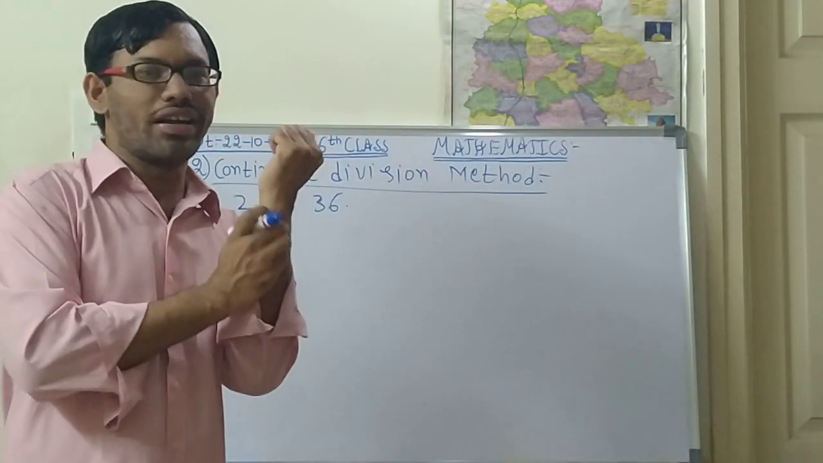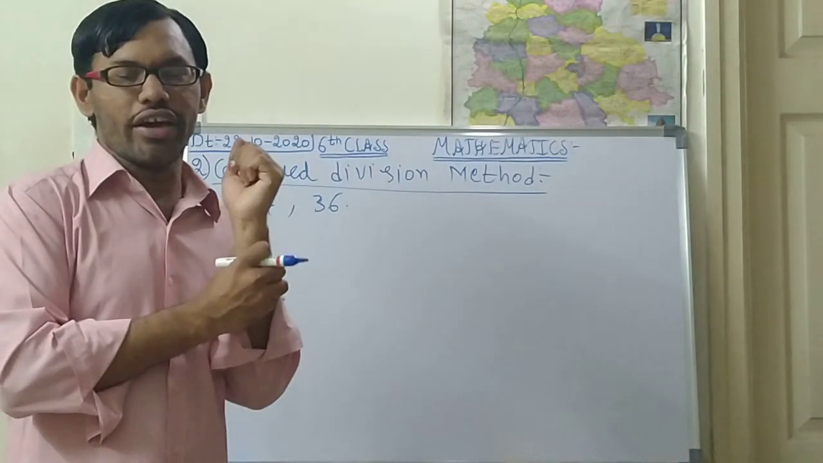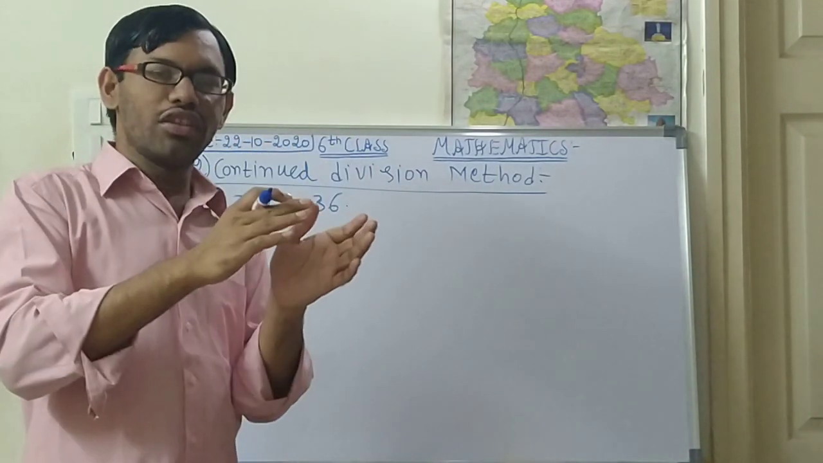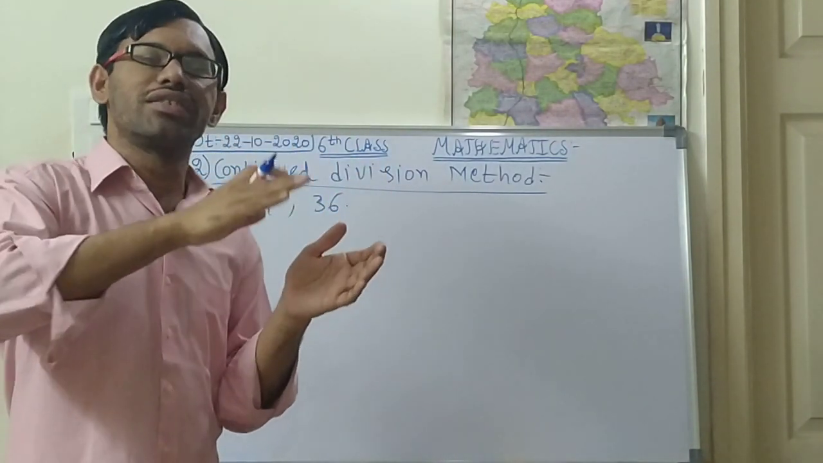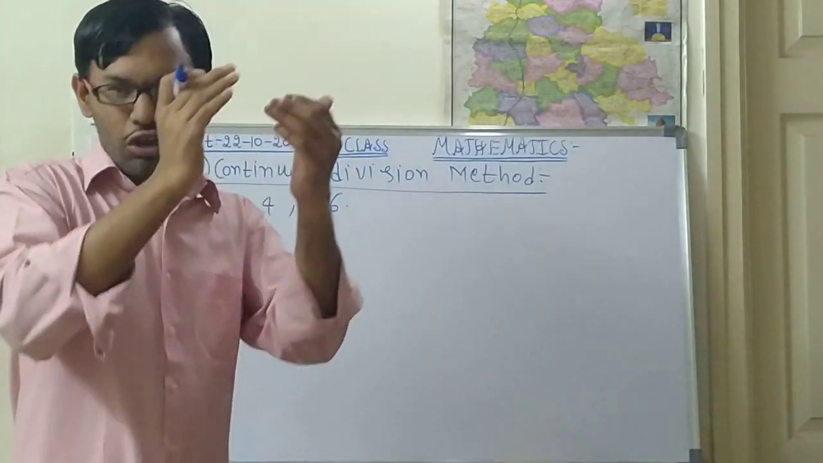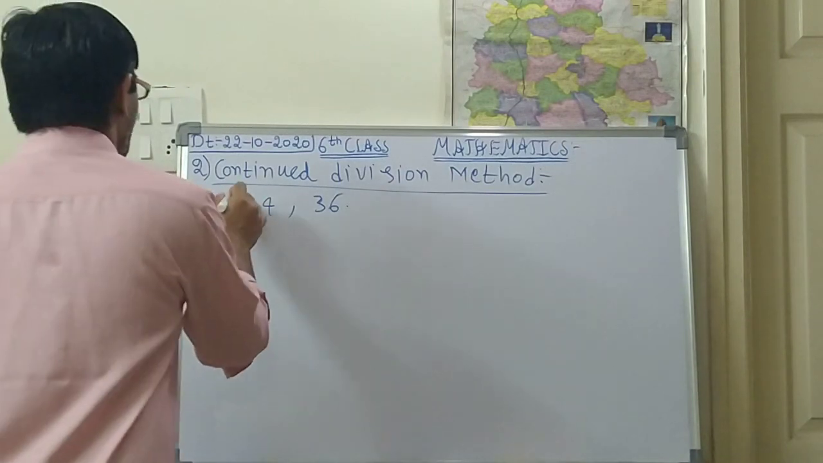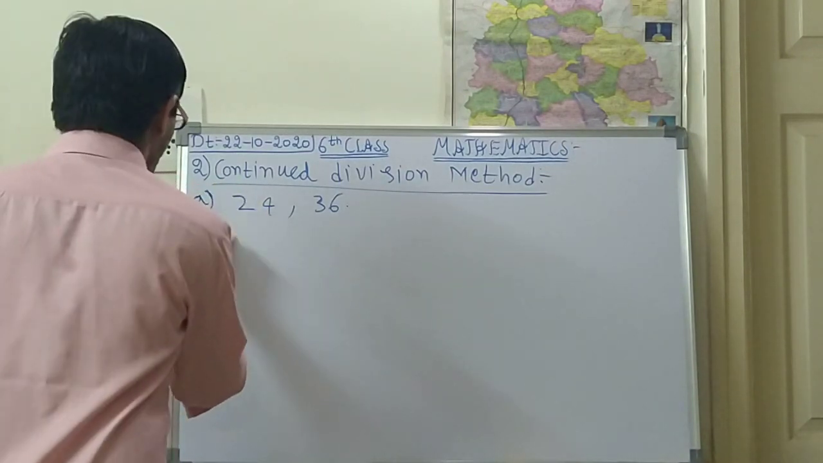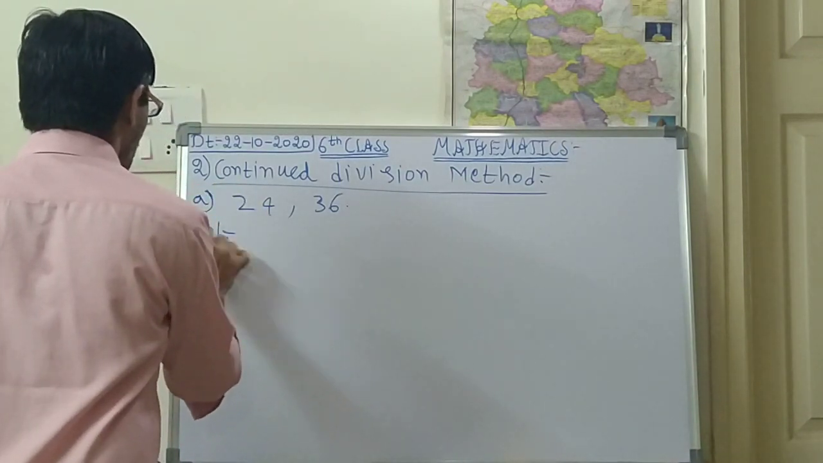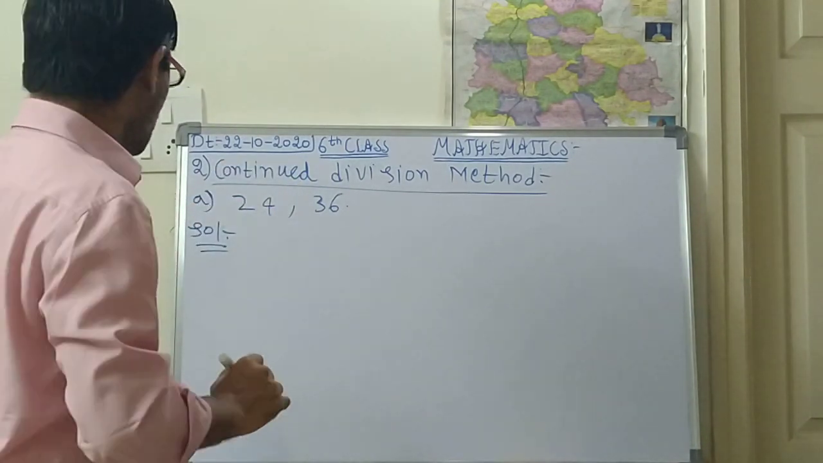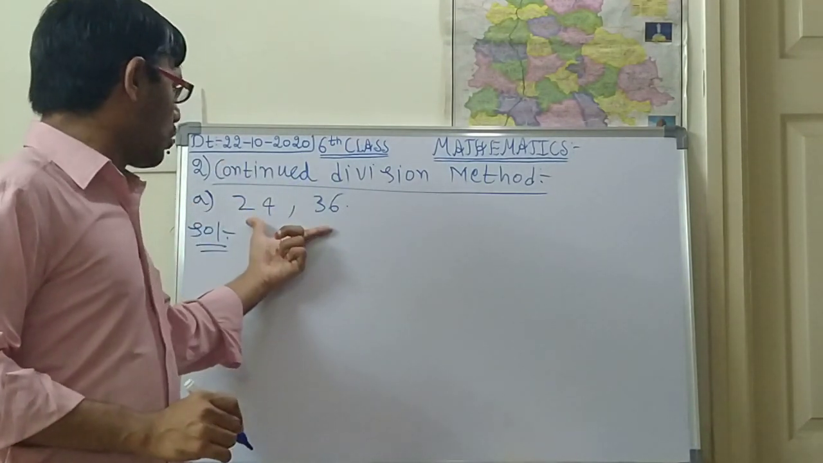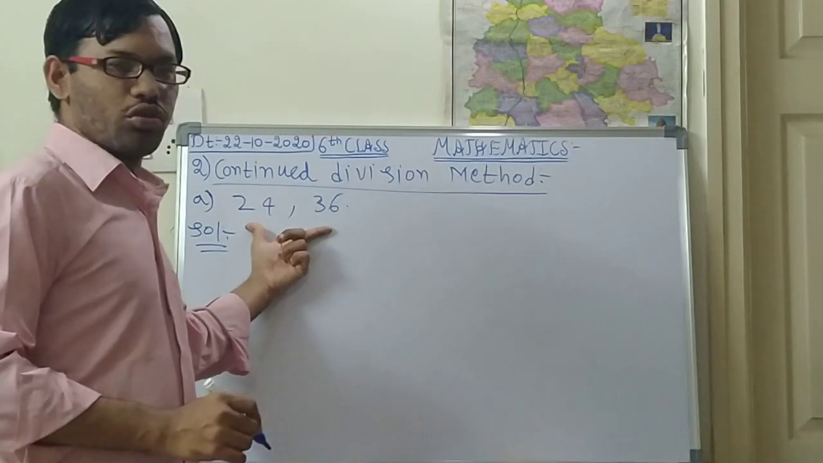After you get a remainder, you will stop. Okay, so when you get a remainder, you should continue with that remainder. So here, see children, the solution with the help of continued division. Suppose here two numbers are there.